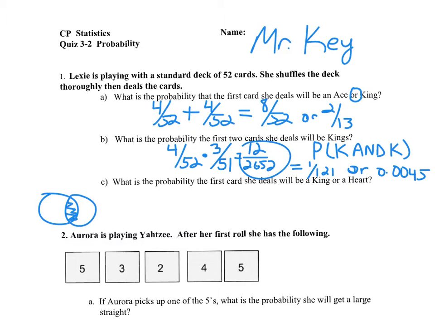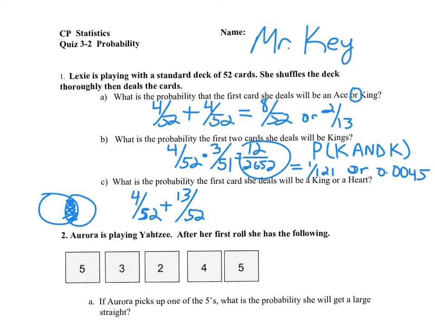This section here represents the king of hearts, and that's only one card. So in this case, we're going to do our probability of a king, 4 out of 52. This is just one draw, the first card she deals. Or, so I'm going to add the probability that it could be a heart. There's 13 hearts in the deck, 1/4 of the 52.